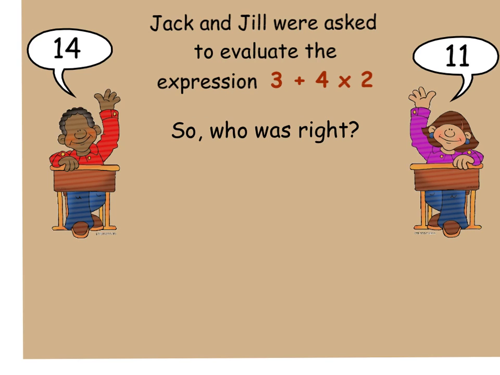Okay, so now we think back to the original question that we started the lesson with. Jack and Jill were asked to evaluate that expression. So who was right? Looking back to the order of operations, which operation would you do first? My guess is you already know that you would do the 4 times 2 first, and you would get 8, and 8 plus 3 is 11. So you'd multiply before adding, even though the multiplication appears on the right-hand side.